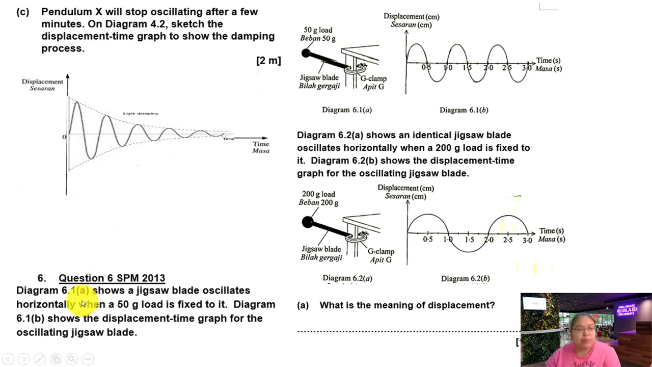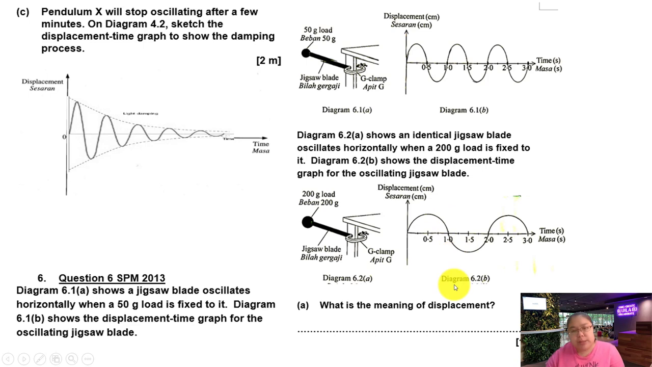Okay, now we go to question 6. Question 6 shows a jigsaw blade oscillating horizontally, using a 50 gram load fitted to it. Now 6.1b shows the displacement-time graph for the oscillation of the jigsaw. Okay, now we've got two diagrams. 6.2 is also the same thing, an identical jigsaw oscillating horizontally, but the mass of the load is 200 gram. They also show a graph.